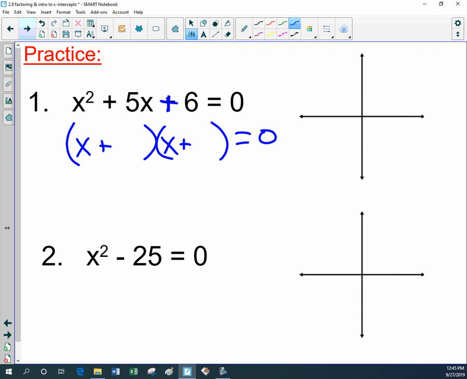And then what's it going to be? 1 and 6 or 2 and 3? Well, if I do 1 and 6, that would give me 1x and 6x, which would be 7x. So it has to be 2 and 3.